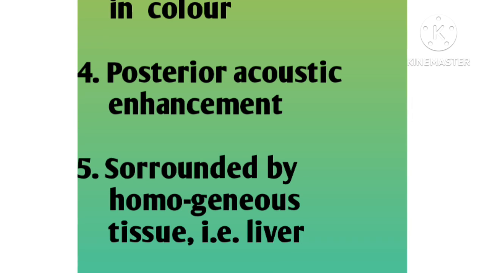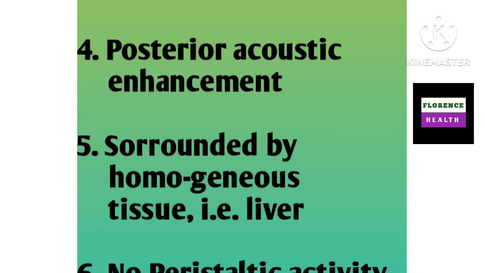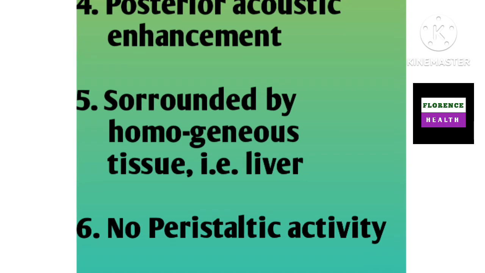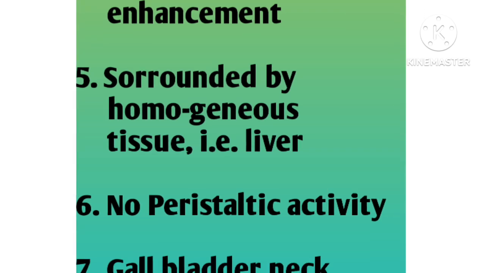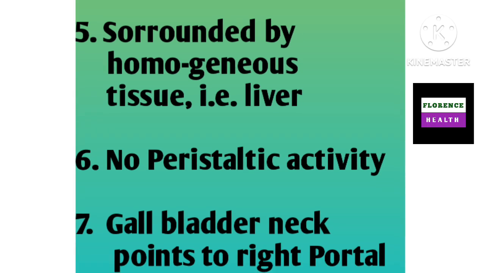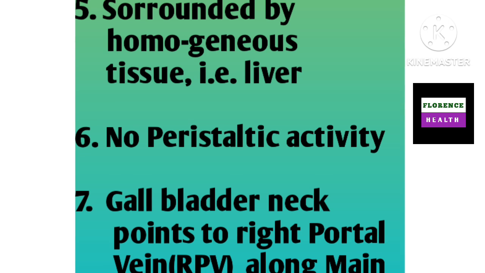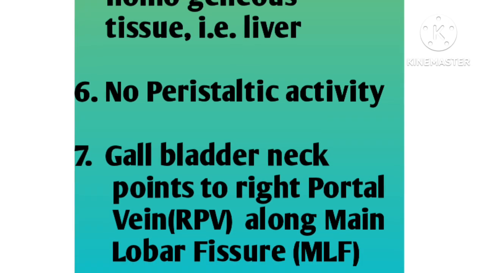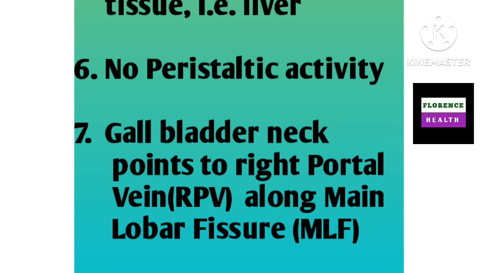Fifth point, it is surrounded by homogeneous hepatic tissue. It is one of the important points to differentiate it from the duodenum, as the gallbladder is next to the liver. Sixth point, it has no peristaltic activity. Seventh point, the gallbladder neck leads to or points to the right portal vein along the main lobar fissure.